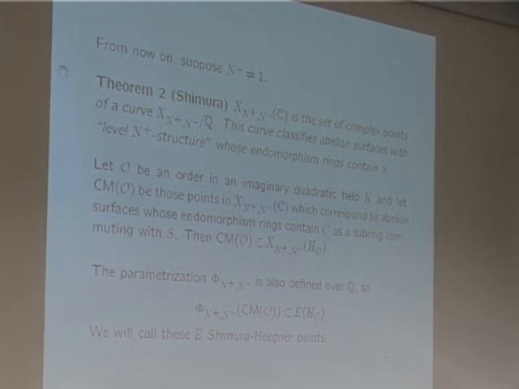Now, this parameterization φ(N plus, N minus) is also defined over Q. So if we look at the image of the CM points under this parameterization, we get points on the elliptic curve defined over the ring class field. Yeah? The level structure, yeah. S is the level structure, right? S is the congruence subgroup that gives the level structure.